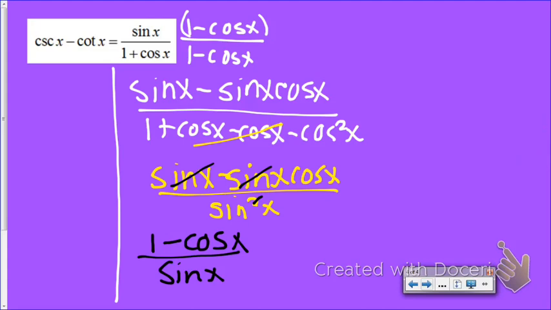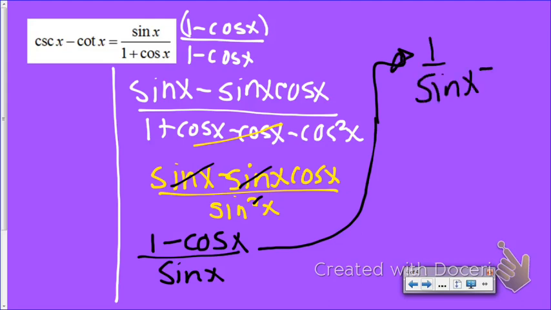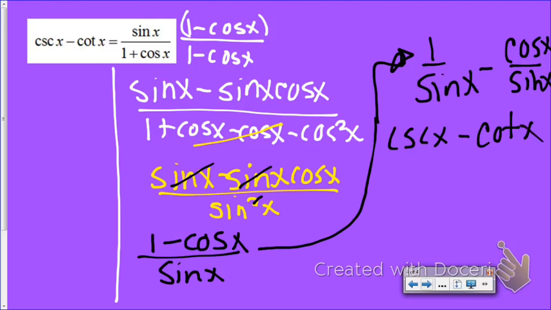So what I'm going to do is take this fraction so it's a little bit easier to see, and split that up into 1 over sine x minus cosine over sine x. 1 over sine x gives me cosecant x. Cosine over sine gives me cotangent x. And that's my final answer.